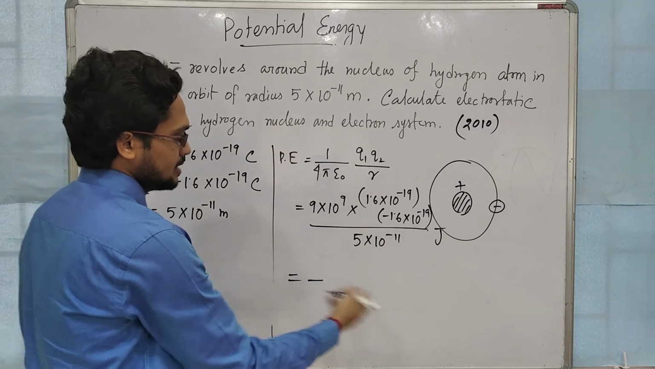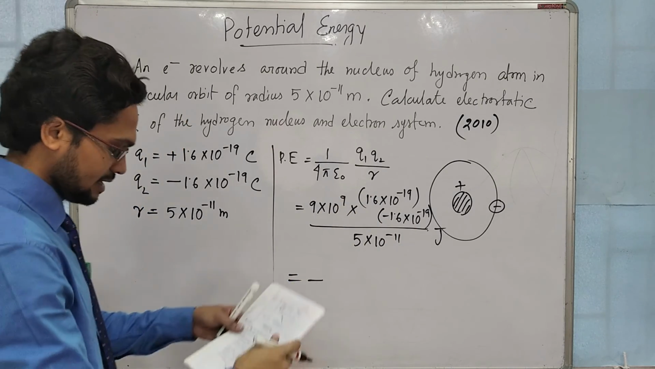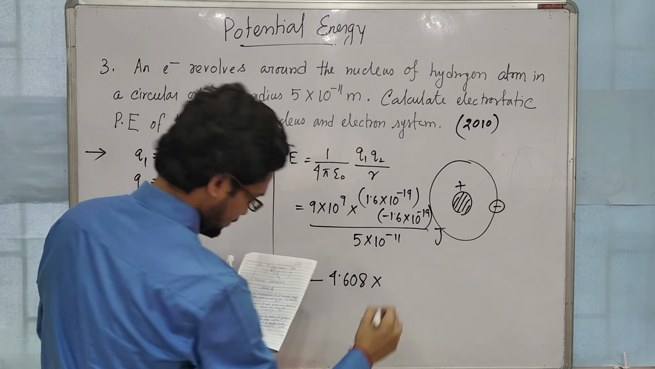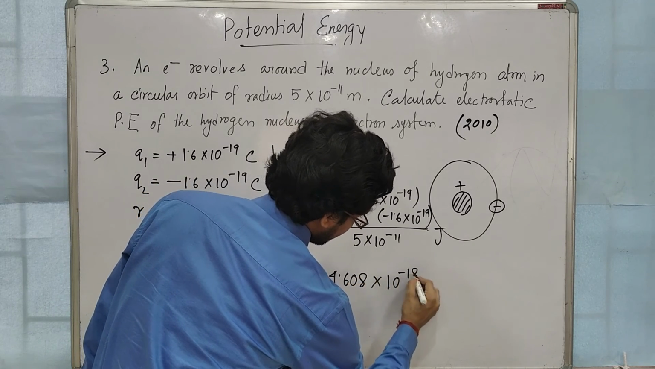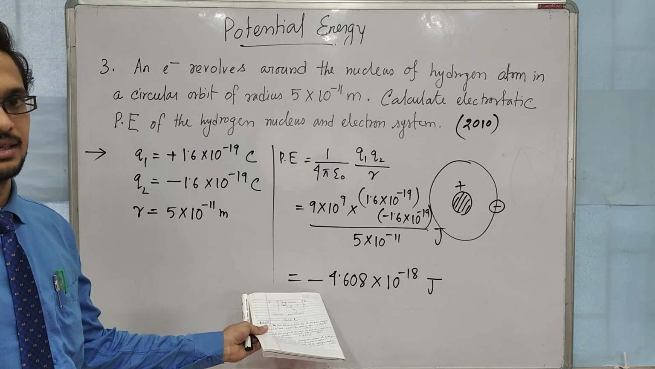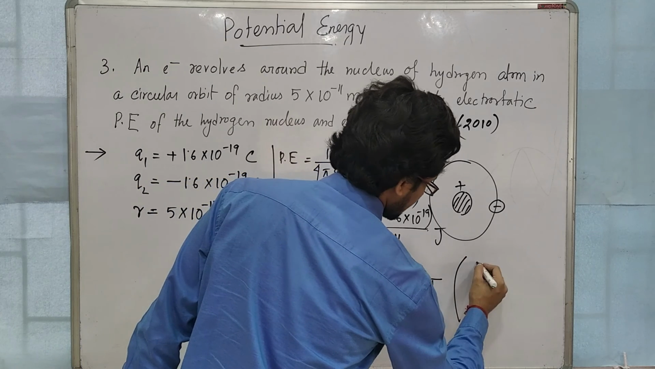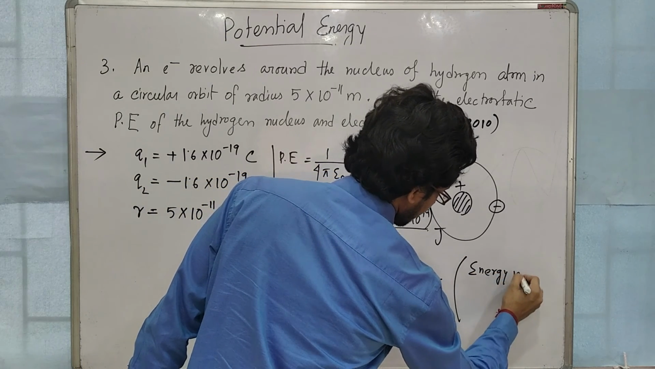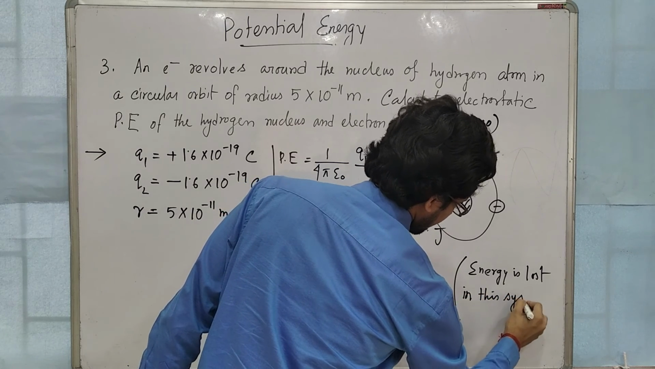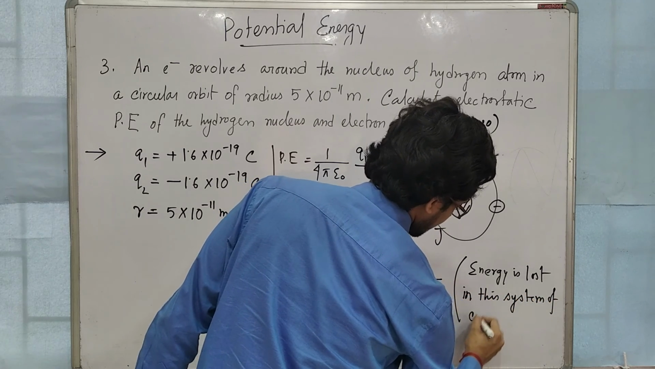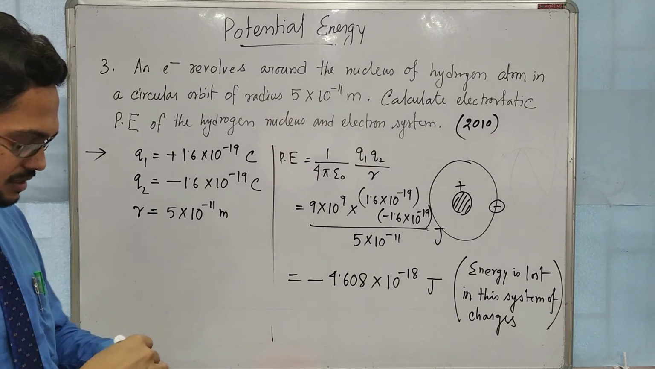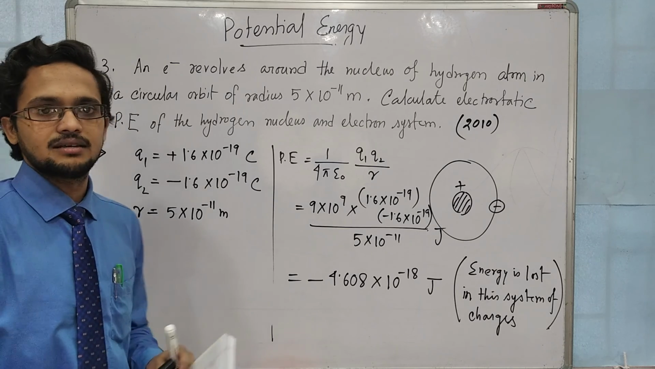Now calculate it, everyone calculate it. You will get what? 4.608 into 10 to the power minus 18 joule. So here we are getting negative potential energy. That means we can tell energy is lost in this system of charges. So these are basically three numericals.